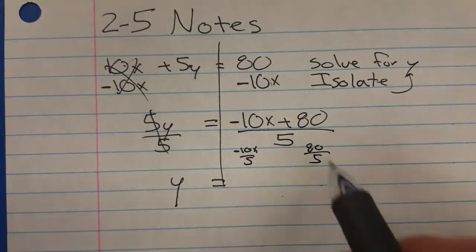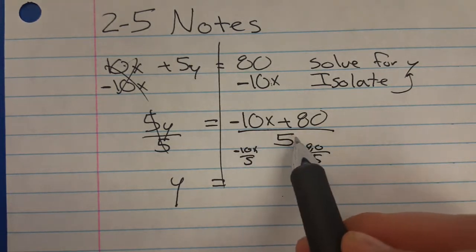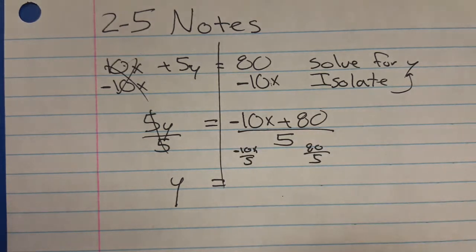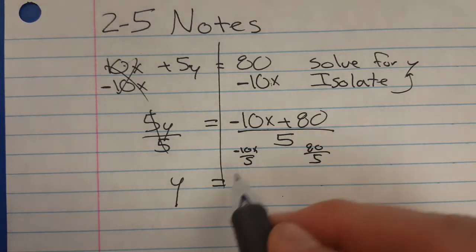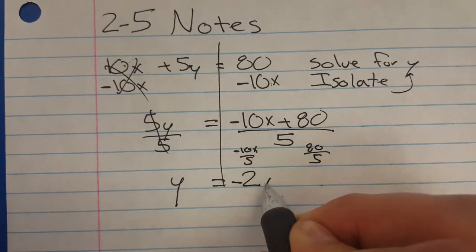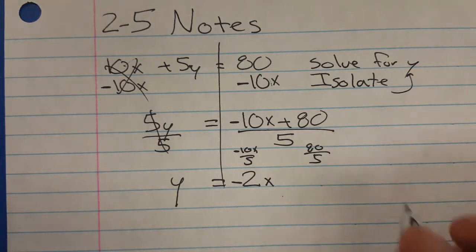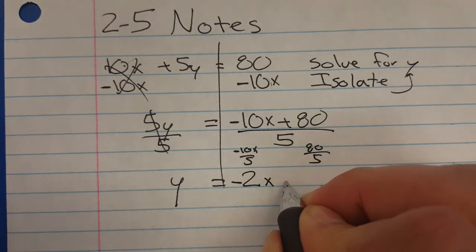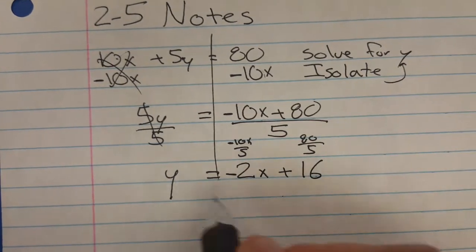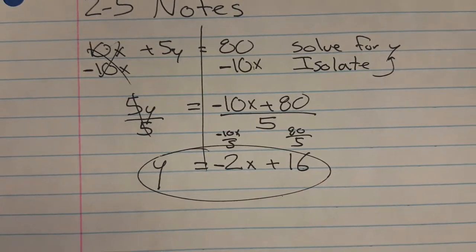There's some teachers, like myself, sometimes I actually just skip this step. I actually draw it as divide by 5 and divide by 5. If you divide the left by 5, you got to divide everything on the right by 5. You can't just pick and choose. So negative 10 divided by 5 should be a negative 2. X comes along for the ride. 80 divided by 5, I believe, is a number known as 16. Okay, there you go, friends. That's it. Y equals negative 2x plus 16.